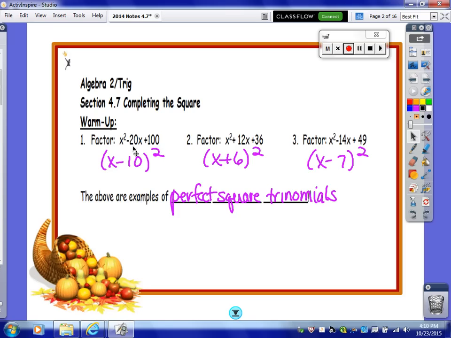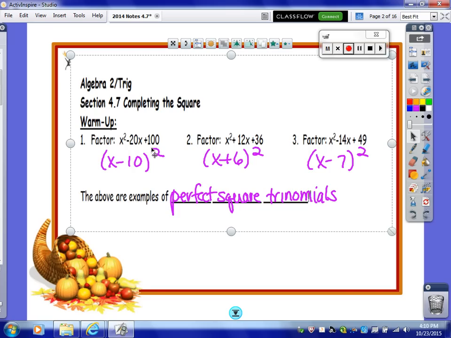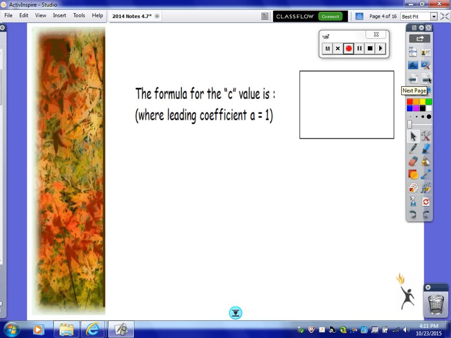So half of negative 20, which is negative 10 squared, gives you 100. Half of 12 is 6. 6 squared is 36. And half of negative 14 is negative 7 squared is 49. So a formula for finding C is equal to half of B squared. So if we do that to find our C, we're going to make perfect square trinomials, and that's our goal here in completing the square.